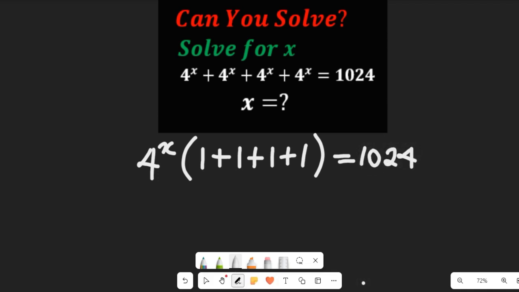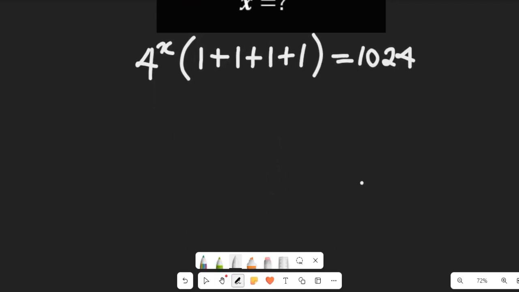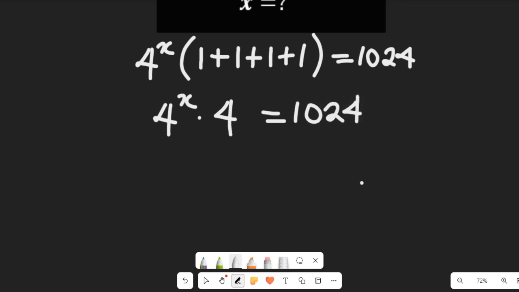Great. In the next step, I'm going to consider adding those 1s, and if I add them, I'm going to have 4 to the power of x multiplied by 4, and that will be equal to 1024. Great. So if I divide here by 4, I'm going to simply also divide here by 4. And what do we have?